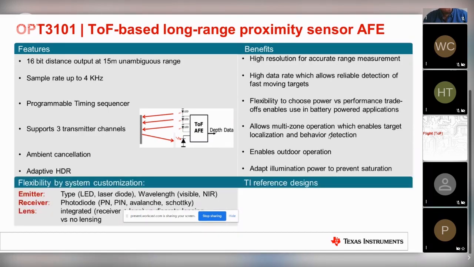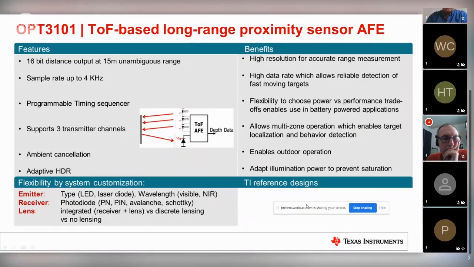One key of the OPT3101 is that it's very flexible in the way that you can choose the different elements of the system. You can freely choose the emitter. So typically, the type of emitter could be an LED or laser diode, and as well the wavelength out of the spectrum that we showed at the beginning.